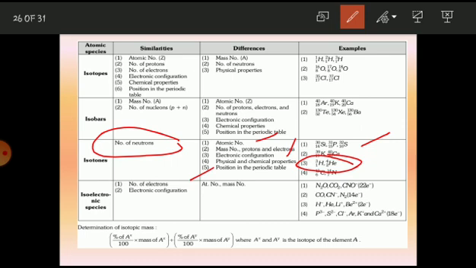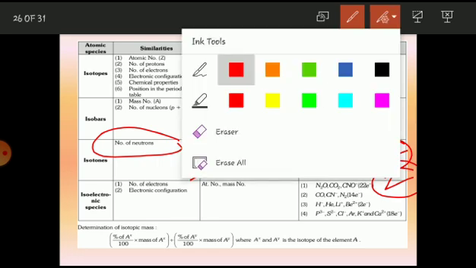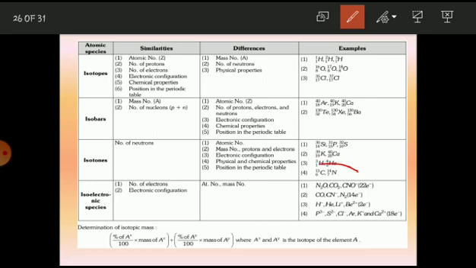Consider this example, 1H3, that is tritium, and 2He4, helium. So 3 minus 1 is 2, 4 minus 2, it is 2. So in helium 2 neutrons are present, and in 1H3 2 neutrons are present, and therefore the number of neutrons are same, but their atomic numbers, that is 1 and 2, are different, and therefore such type of species are called isotones.